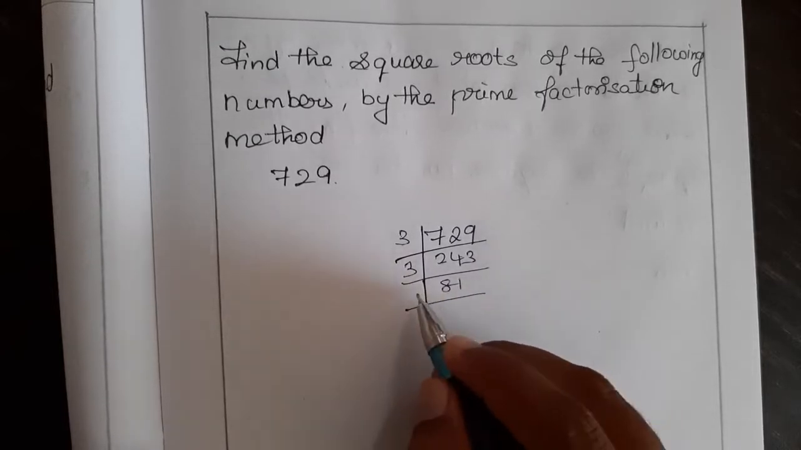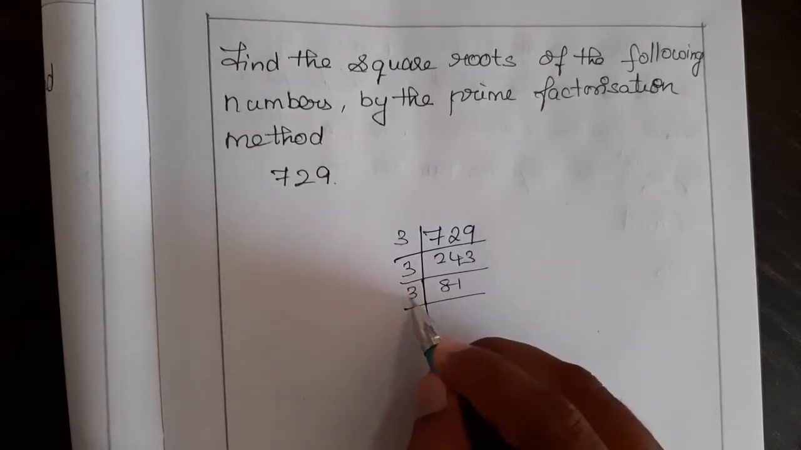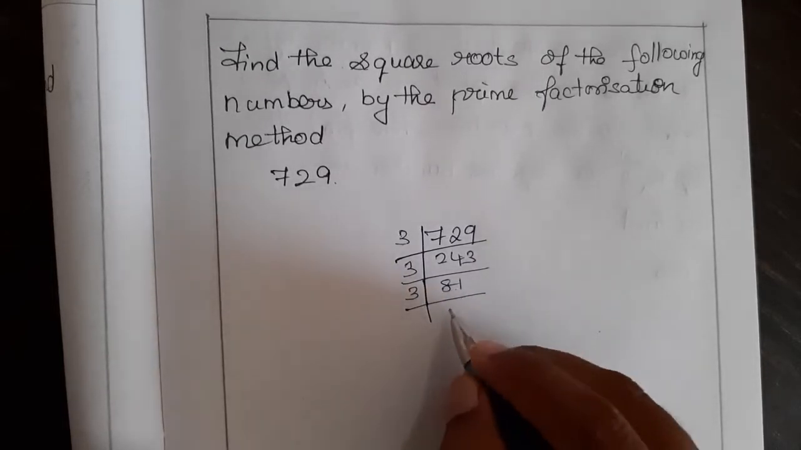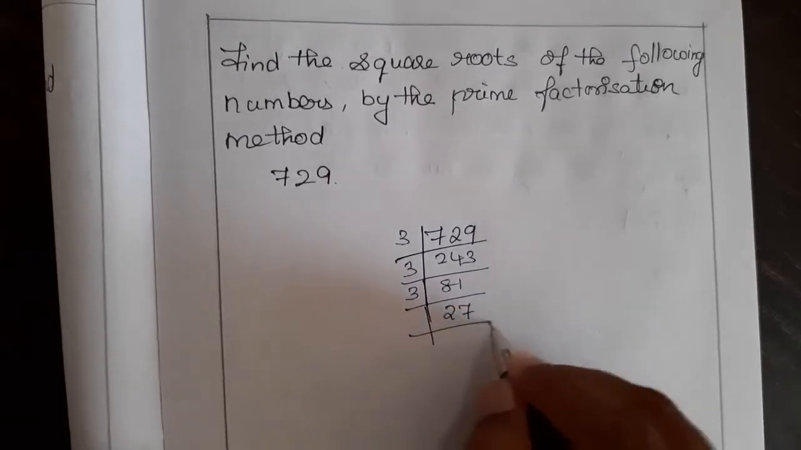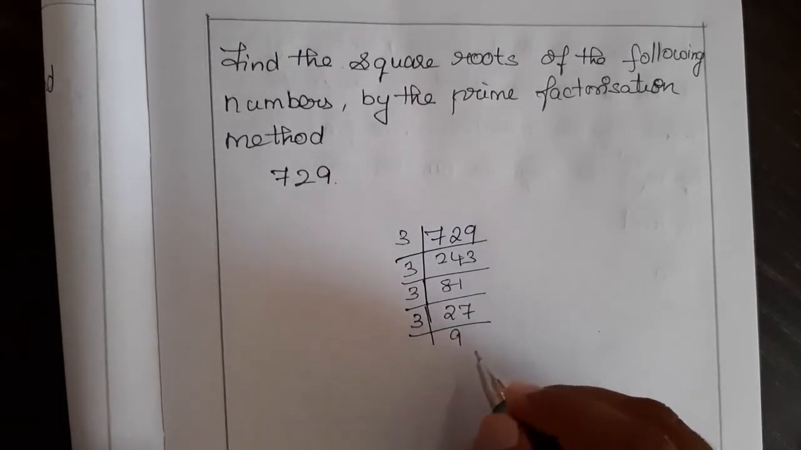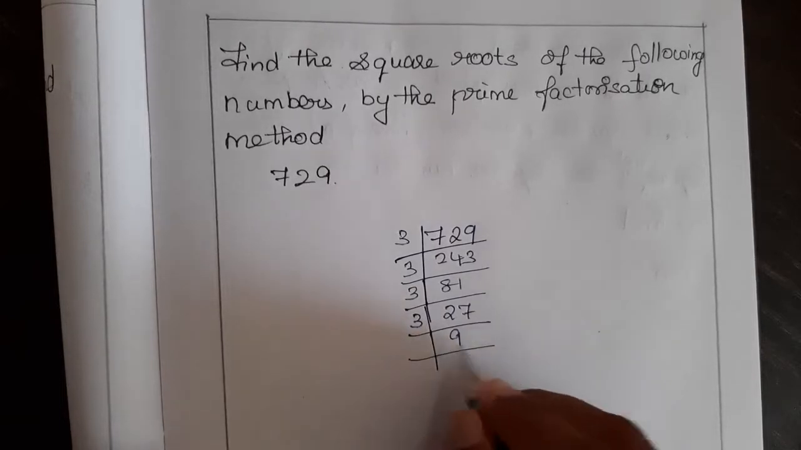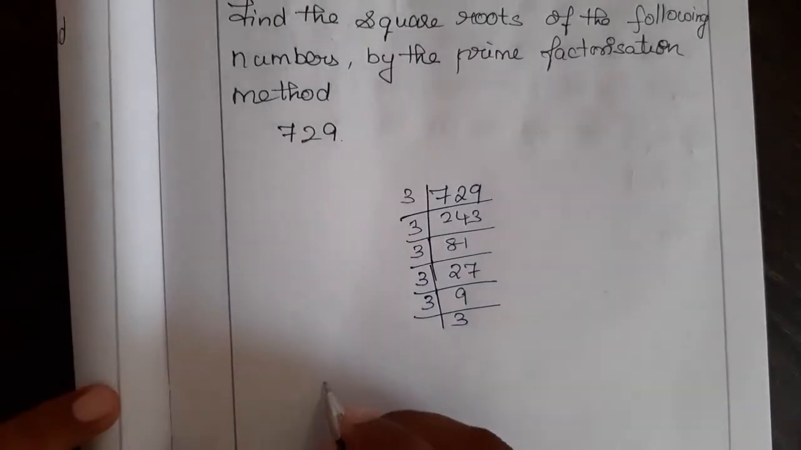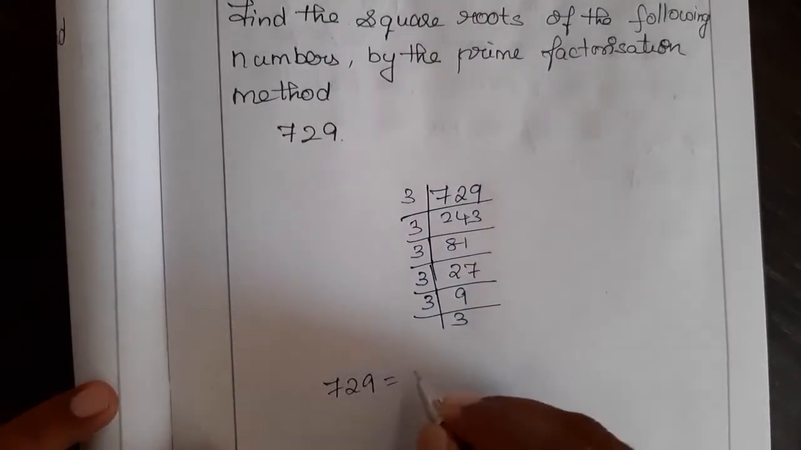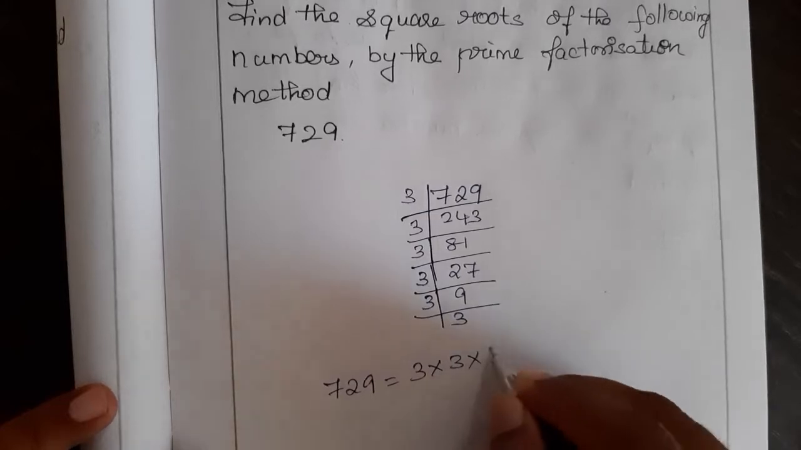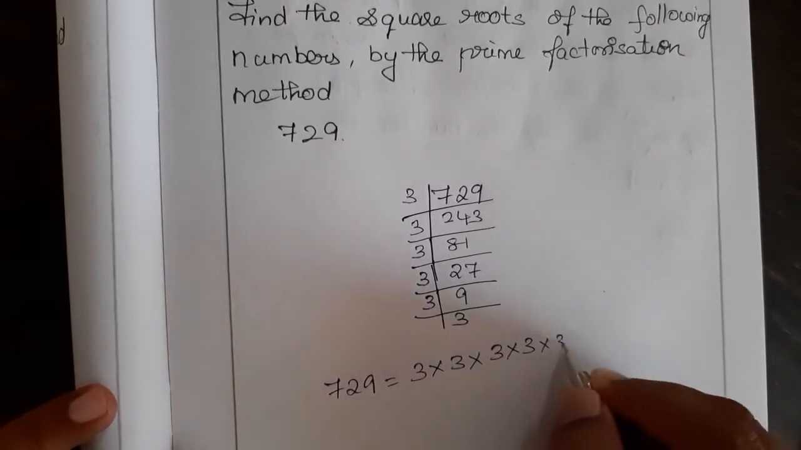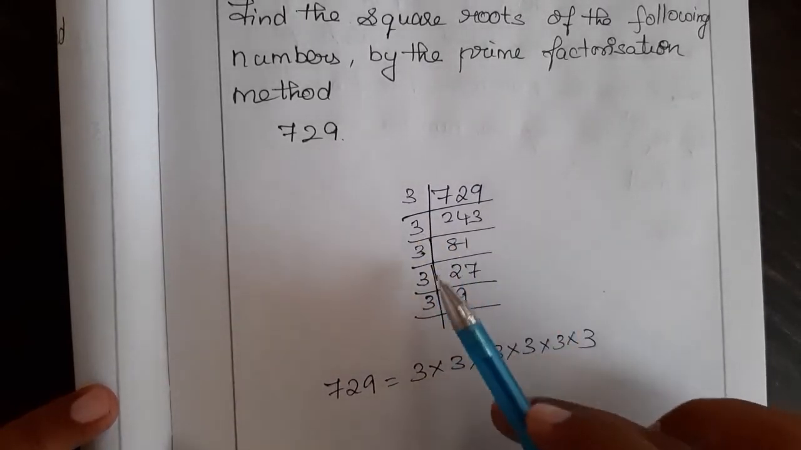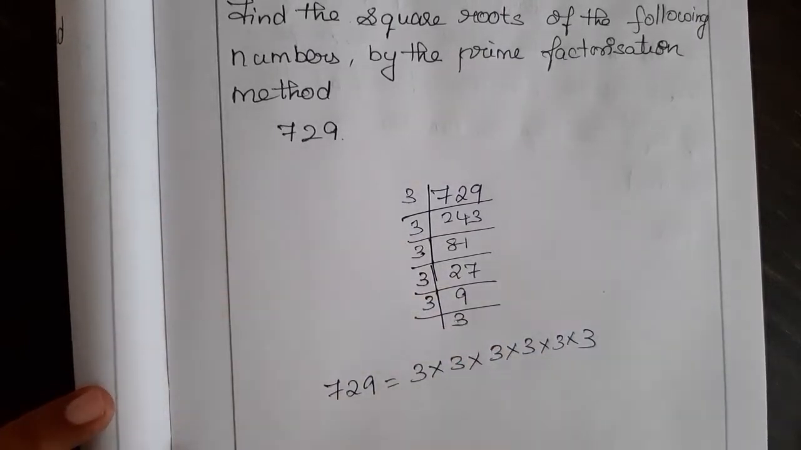Next, again, 81 will not come in 2 times. So let me try with 3. In the 3 table, 81 will come for 27 times. And 27 comes in 3 for 9 times, and 9 will come for 3 times. 3 times 3, right? So 729 can be written as 3 into 3 into 3 into 3 into 3 into 3, right? So if it is a prime number, we can stop here.